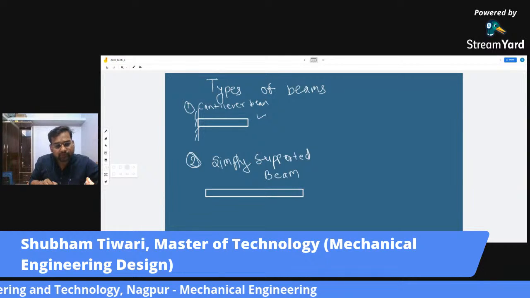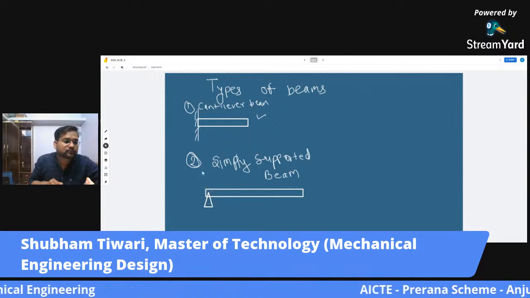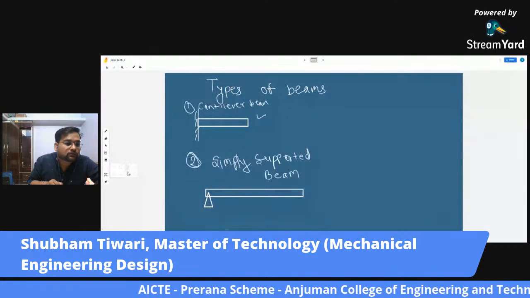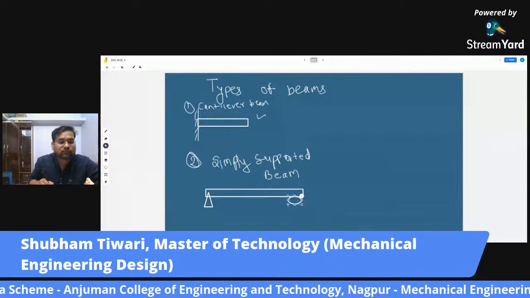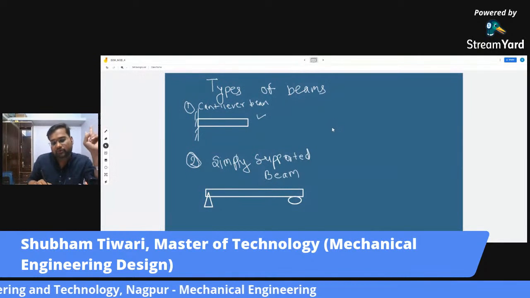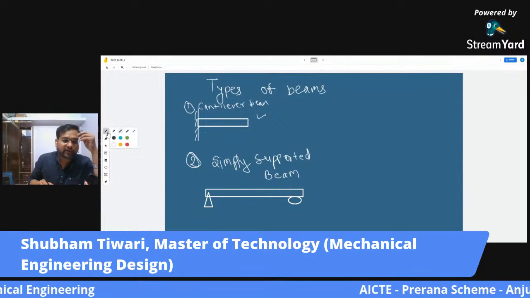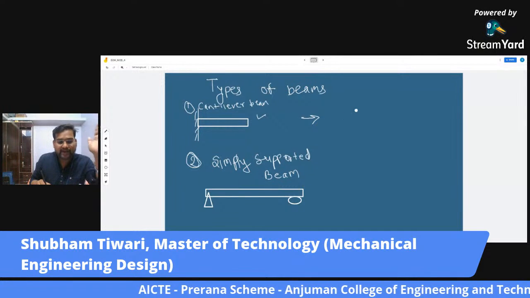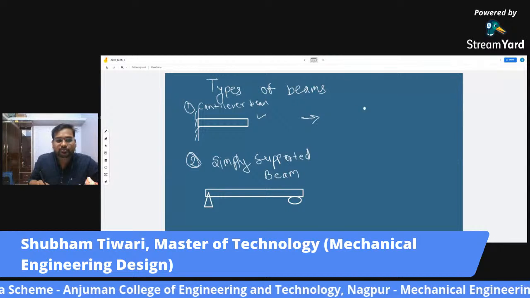So for a simply supported beam, we have one end that is hinged, and the other support is our roller support. So these are two very important beams from our exam point of view. What I expect from you guys is, when you see this kind of beam, I just want you to imagine them from their reaction or FBD, their free body diagrams.